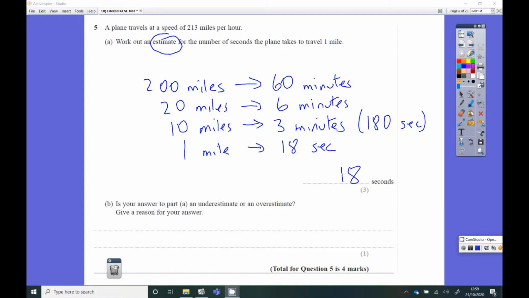So part B, is your answer to part A an underestimate or an overestimate? Now I've said it's taking 18 seconds to travel 1 mile. But what I've done is round the speed down, so I'm saying the plane's travelling slower than it actually was. So if it's travelling faster, it would actually have covered that distance quicker. So 18 seconds is an overestimate.